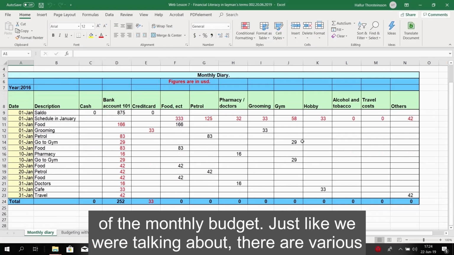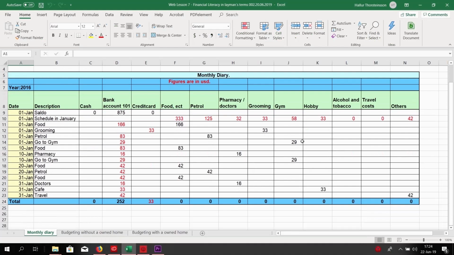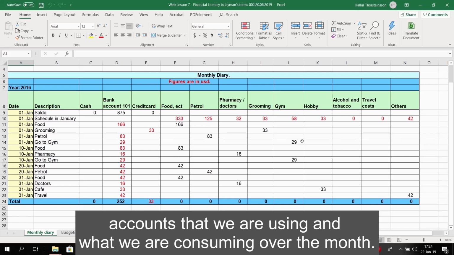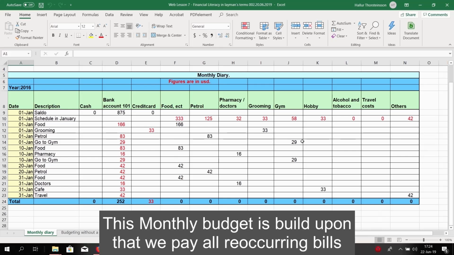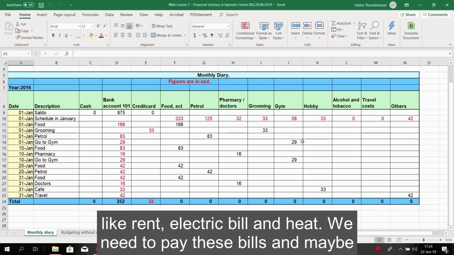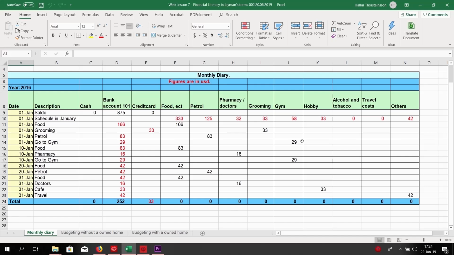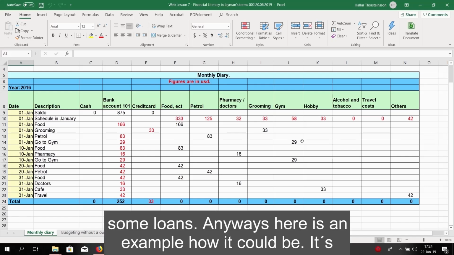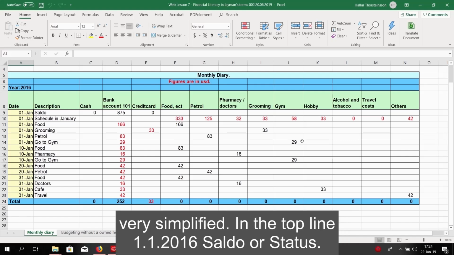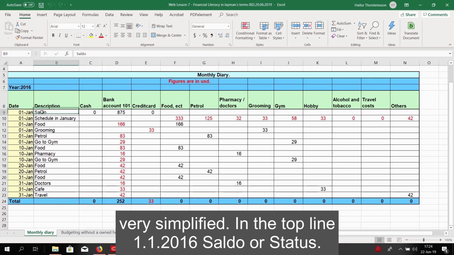Just like we were talking about, there are various accounts that we're using and what we are consuming over the month. This monthly budget is built upon the idea that we pay all recurring bills like rent, electric bill, and heat. We need to pay these bills and maybe some loans. Anyways, here is an example of how it could be.